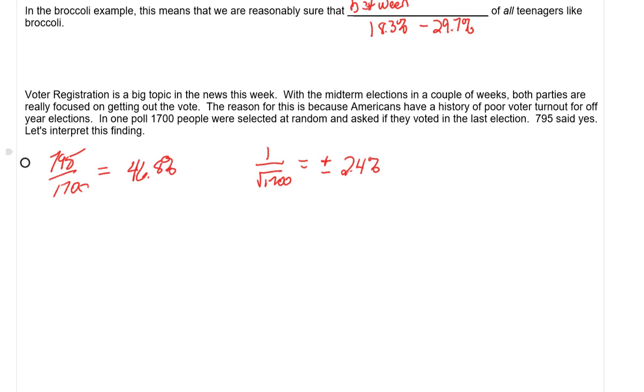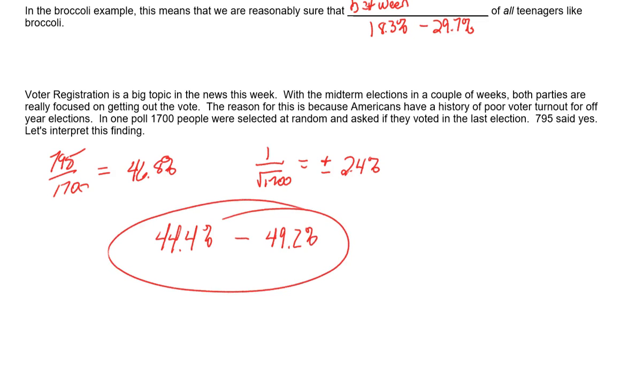So now I just need to add and subtract. If I do 46.8 minus 2.4, that's going to give me 44.4. That's my lower estimate. And if I do 46.8 plus 2.4, 49.2, that's my upper estimate. So that means I'm fairly confident that between 44.4% and 49.2% of Americans voted in the last election. And that's how you do margin of error.